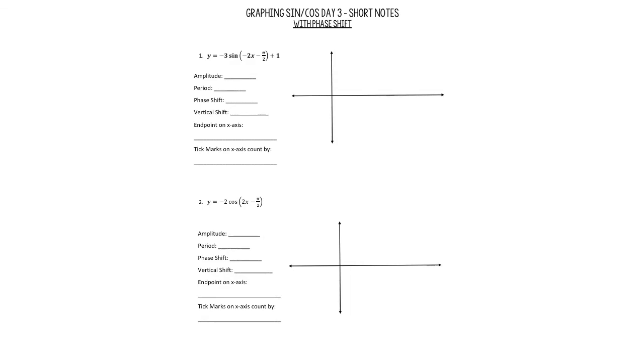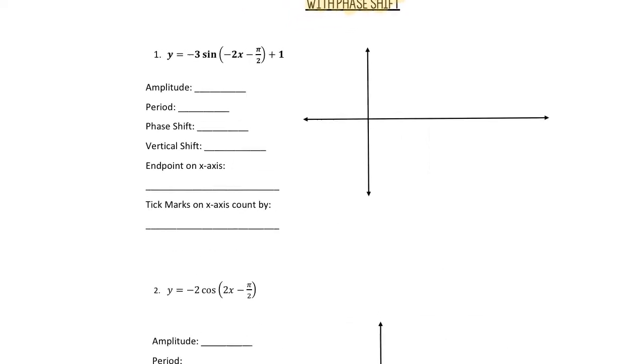Because phase shift can be a little daunting and confusing, we're going to spend one more day talking about graphing sine and cosine curves with phase shift. We'll just do a couple of examples and then you'll have about 4 problems in your homework. So let's go ahead and get started with our first example.